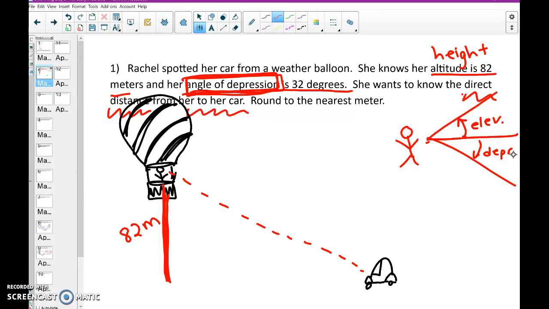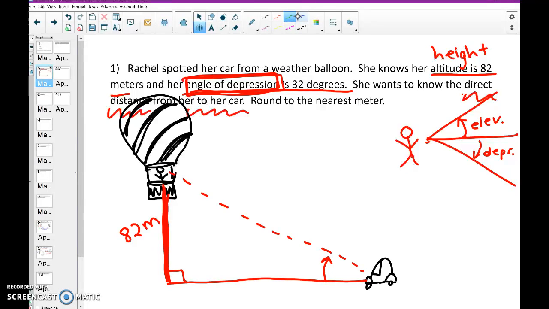Okay? Now, the issue here is if I connect this and make a right triangle, first of all, I told you we have to use a horizontal. That means going left to right, like this guy. The only horizontal line I have is right here. If I go up from this line, that's technically the angle of elevation. I really want the angle of depression.